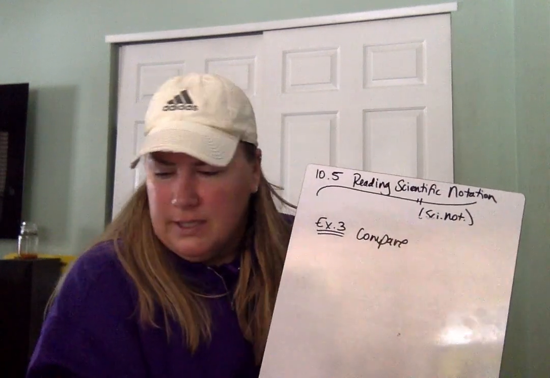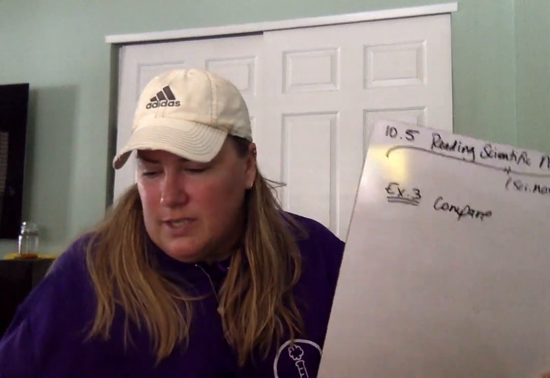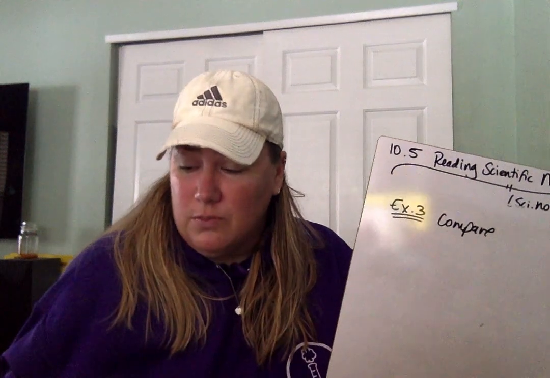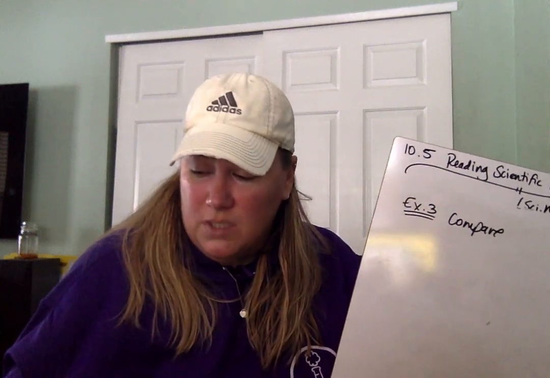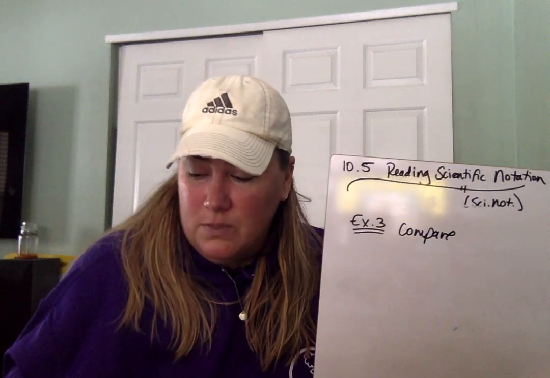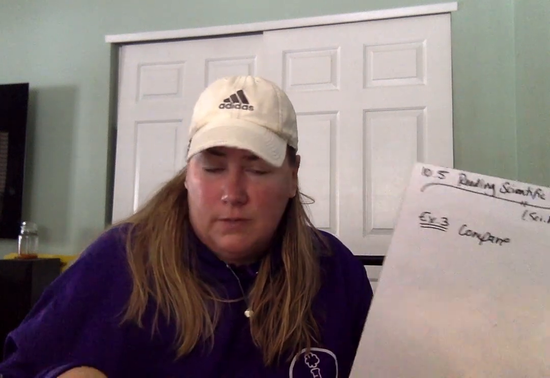All right, so example 3 says an object with a lesser density than water will float. An object with a greater density than water will sink. Use each given density in kilograms per cubic meter to explain what happens when you place a brick and an apple in water.